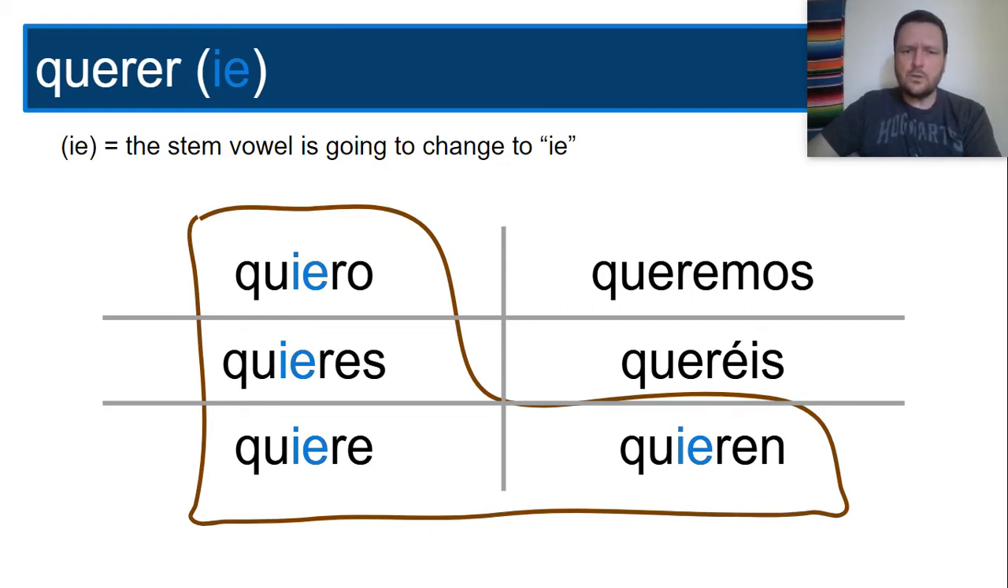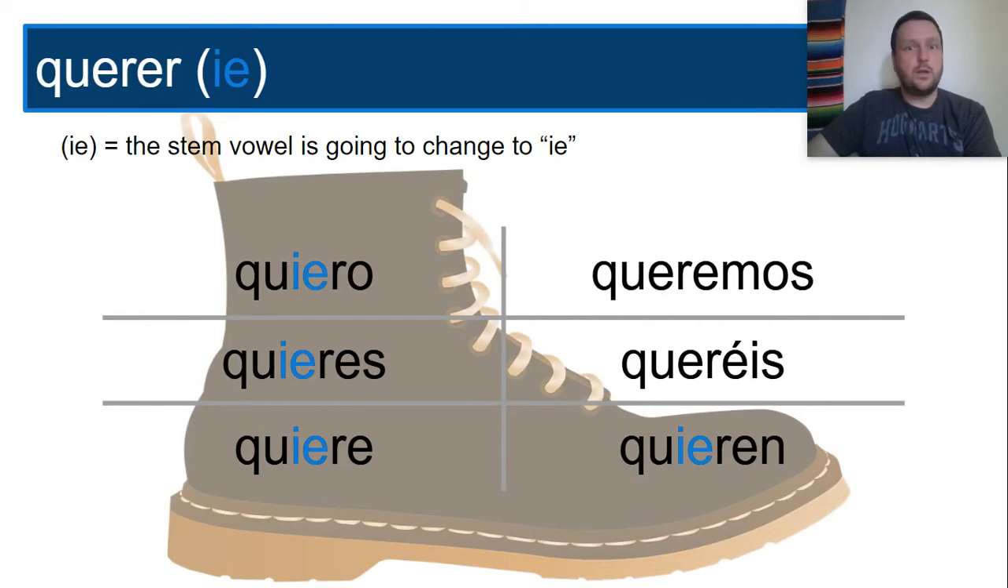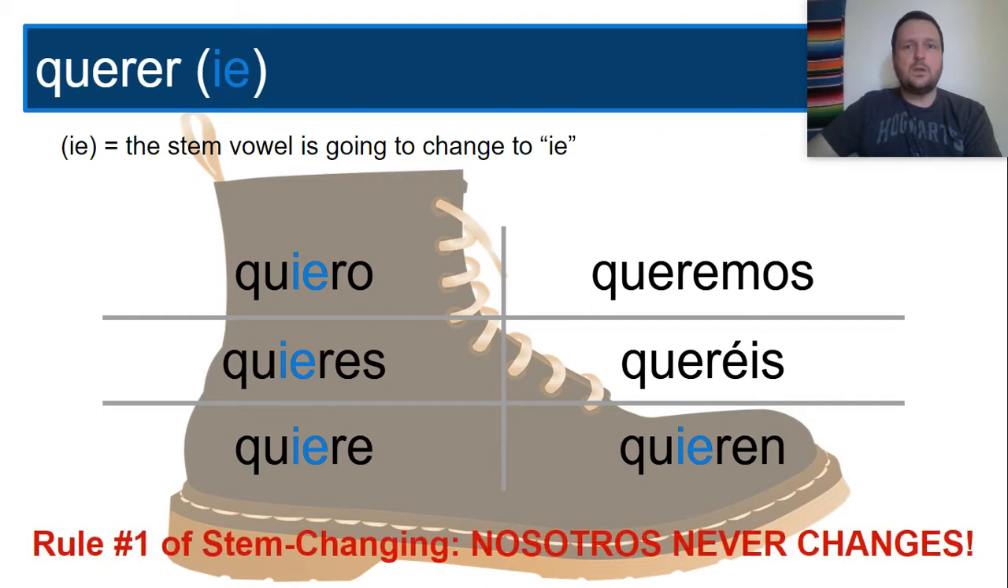When I draw a circle around them, you notice it's kind of in the shape of a boot. A lot of teachers refer to stem changers as boot verbs. I usually like to simplify my rules, and I stick with the one easy rule: nosotros never changes. Vosotros, if you're interested, always does what nosotros does. So nosotros never changes, vosotros is a copycat.